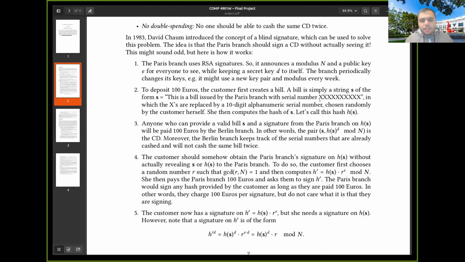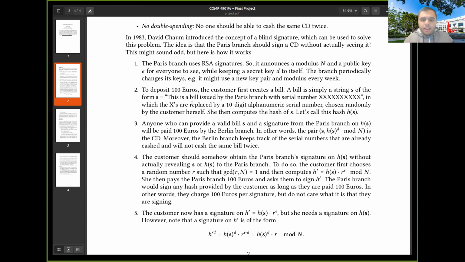And the idea is that if I can come to the bank and show the bank some valid bill, and if I can also show them that they have signed the hash of the current bill, then the bank would be convinced to give me 100 euros. Okay, so this is the whole goal. Whenever I want to do a withdrawal, I just go to the bank and say, here's a bill, and also here's your signature on the hash of this bill. So this ensures that you as the bank have promised me to pay this amount.